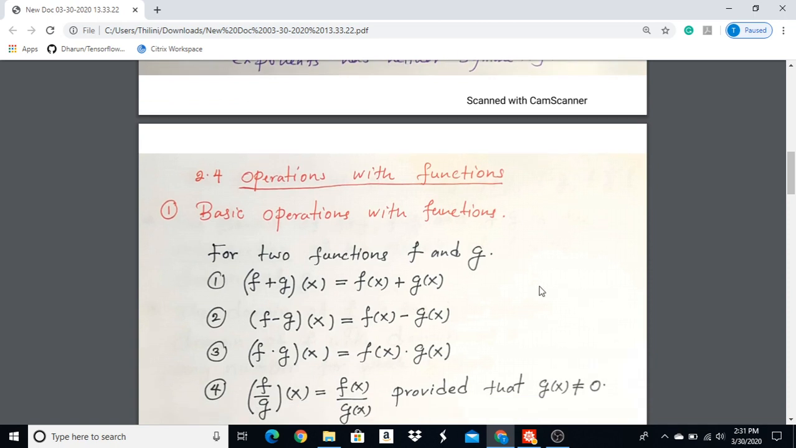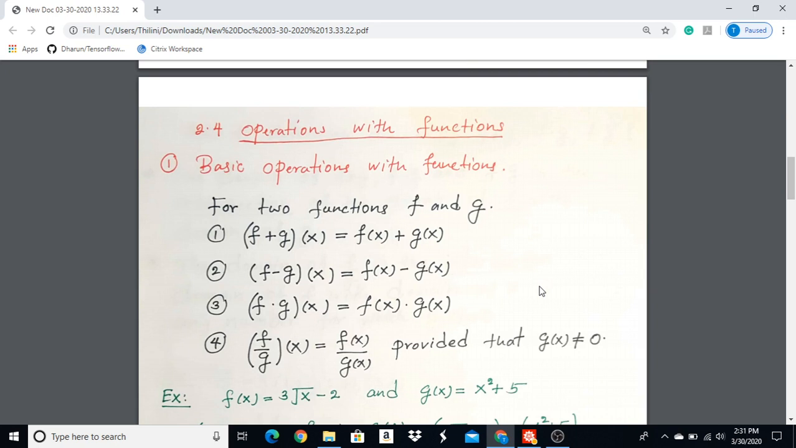Here, since we have already learned about functions, now we're going to do some operations with functions. Basically, we're going to talk about 5 basic operations with functions. Let's say we have f and g, two functions. We can define a new function by adding them, which is called the plus operation, or the addition of f and g, which is defined to be f of x plus g of x.